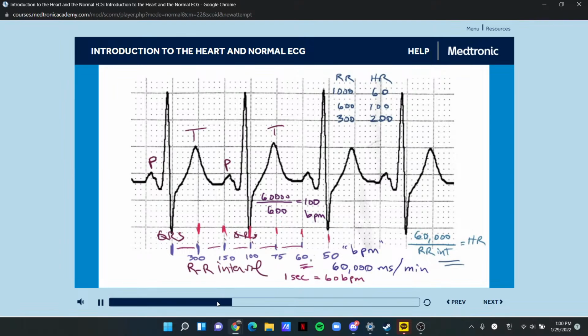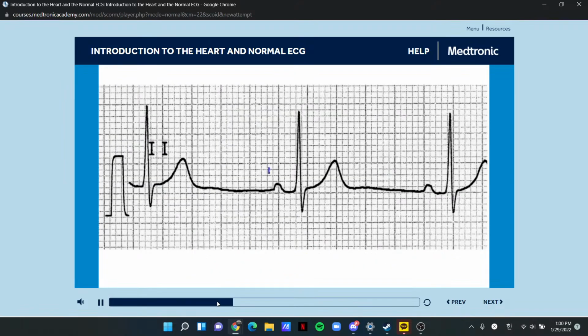Let me show you another example. In this case, we again have a P wave, a QRS complex, and a T wave. But this heart rate is obviously much slower because the R to R interval is much longer. It so happens that this S wave lands on a heavy line, and we can just as easily count backwards as we can forwards. So let's count.